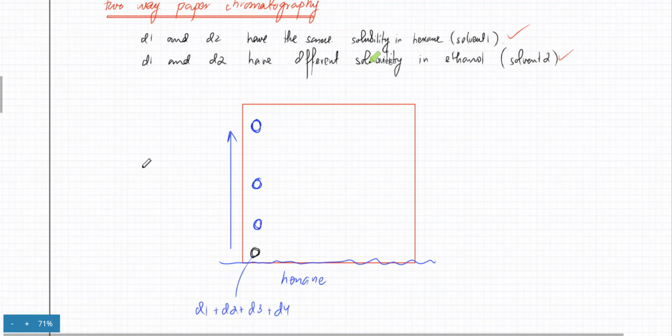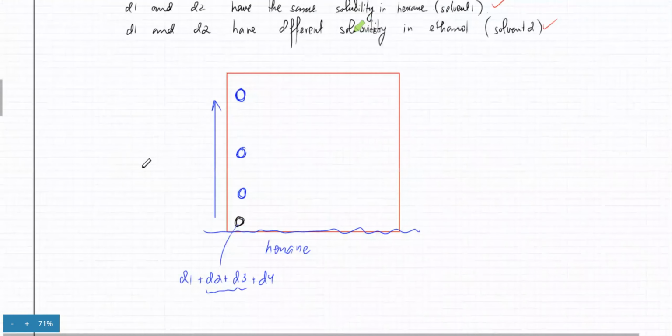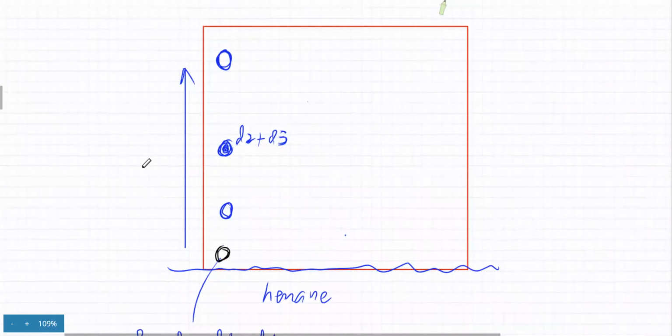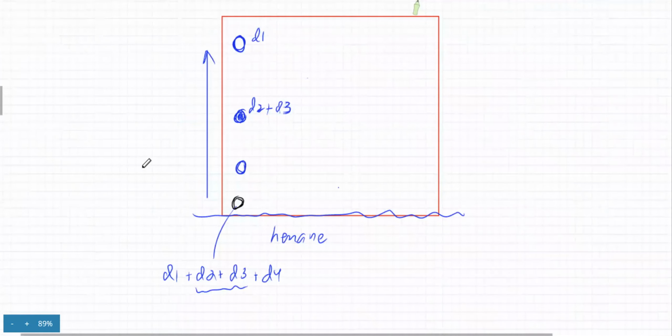The problem was that dye two and dye three had the same solubility in hexane. So what happened was dye two and dye three traveled exactly the same distance. So this one over here is dye two plus dye three. They did not get separated because they had exactly the same solubility and they traveled exactly the same distance. Dye one had a large RF value, it traveled a large distance, whereas dye four traveled very little distance. ठीक है? तो इसका मतलब है the separation by using hexane only, separation is not complete क्योंकि dye two और dye three have still not gotten separated.